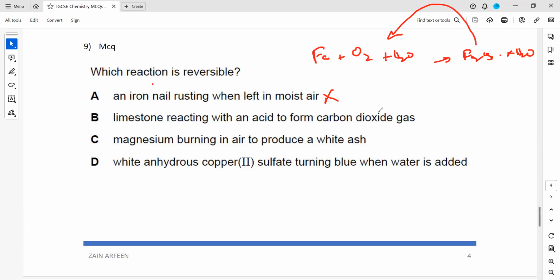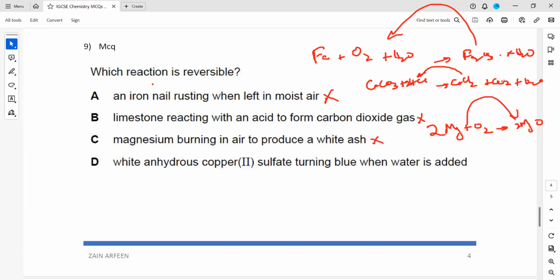Limestone, calcium carbonate, reacting with any acid like hydrochloric acid gives calcium chloride plus carbon dioxide plus water, H2O. We cannot reverse this reaction. Magnesium burning in air: magnesium plus oxygen gives magnesium oxide. Again, it's irreversible. Once magnesium oxide is formed, you cannot reverse it.